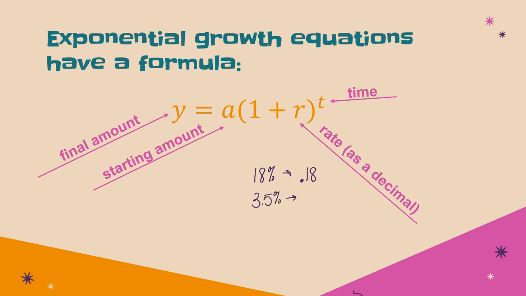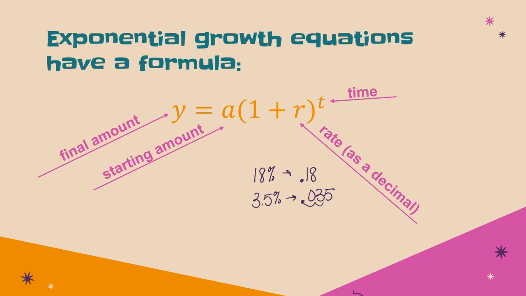Remember that when you're changing that to a decimal, it's not 3.5, it is 0.035. You're always moving that decimal point 2 places to the left in order to write a percentage as a decimal. So be really, really careful about that rate. It skews your equation quite badly if you do not put that rate in as the proper decimal.